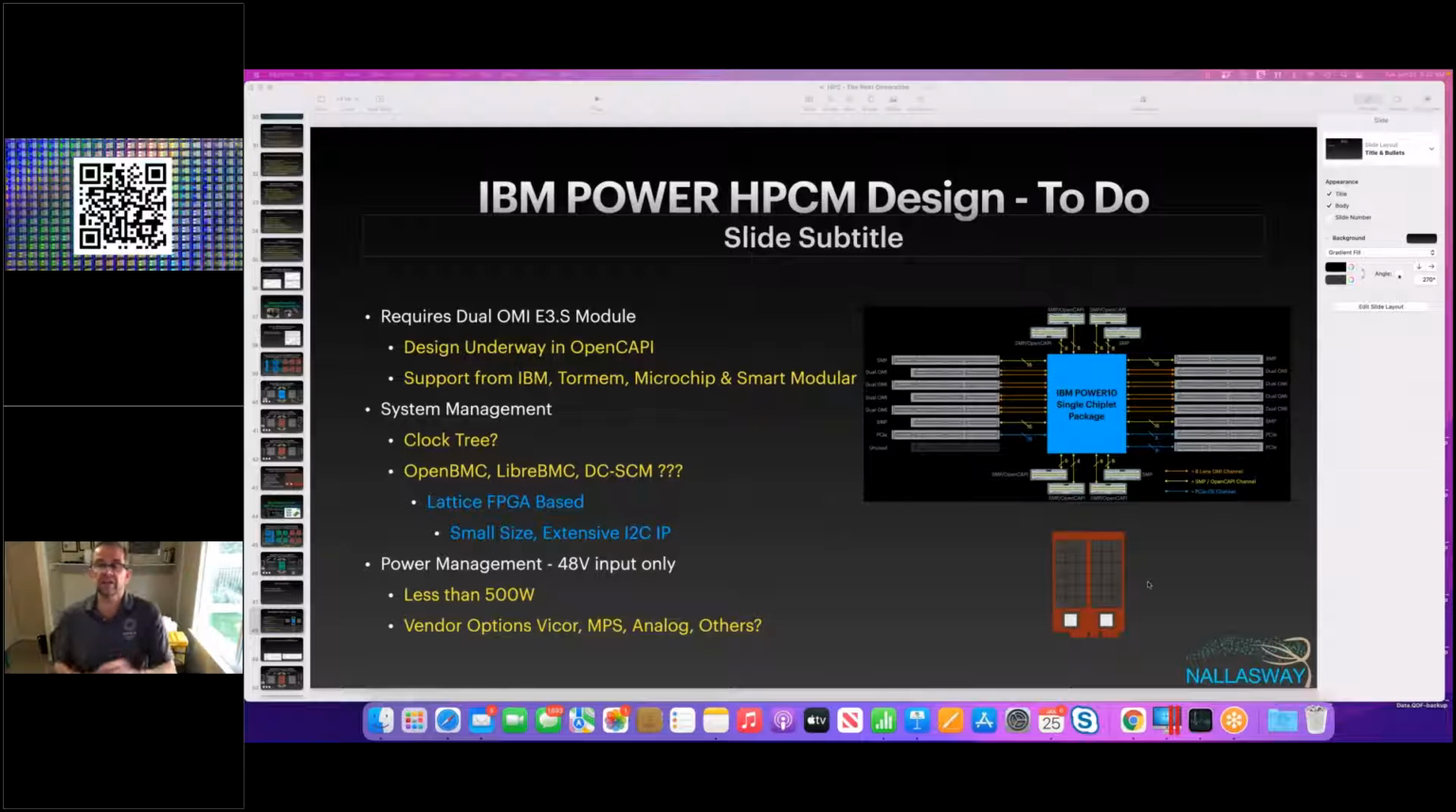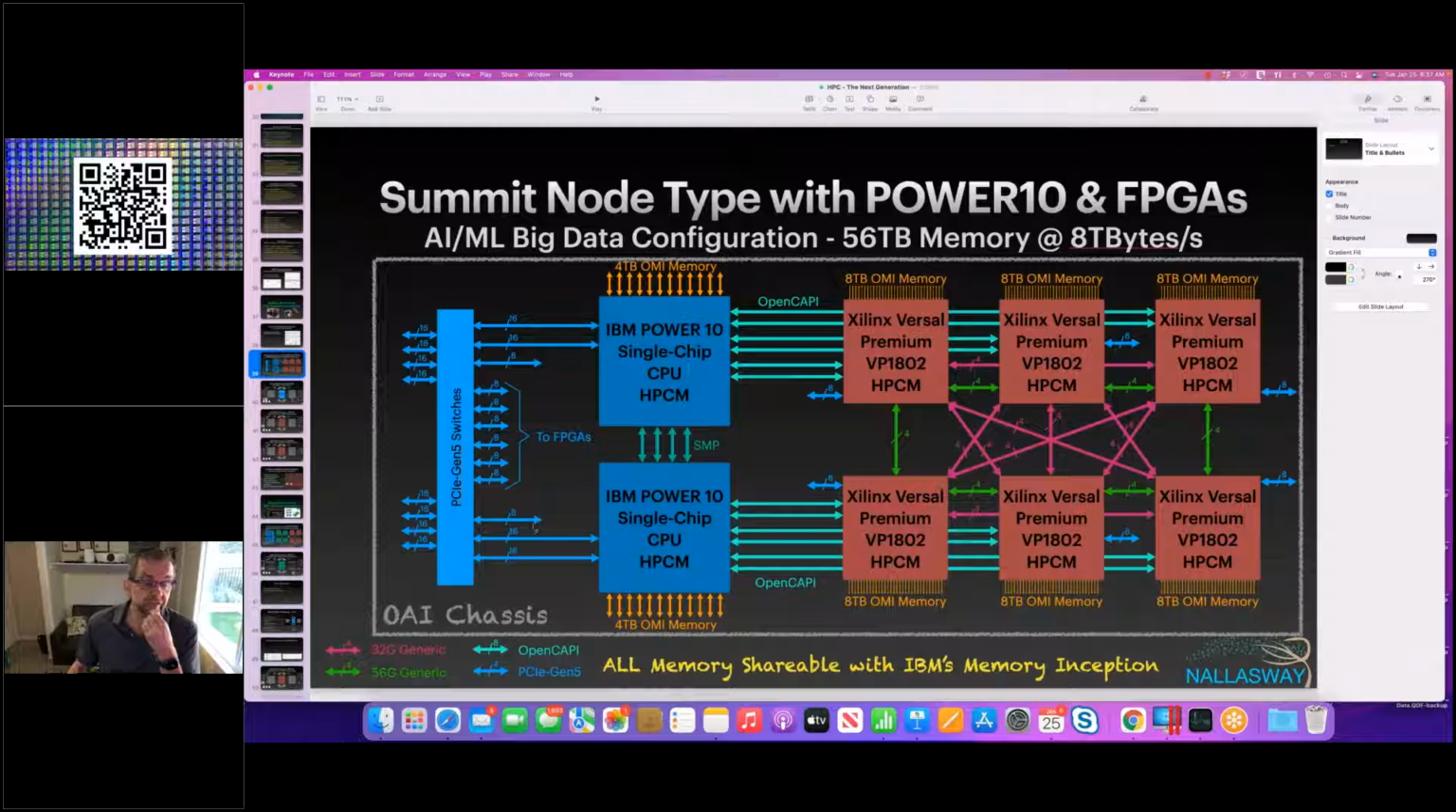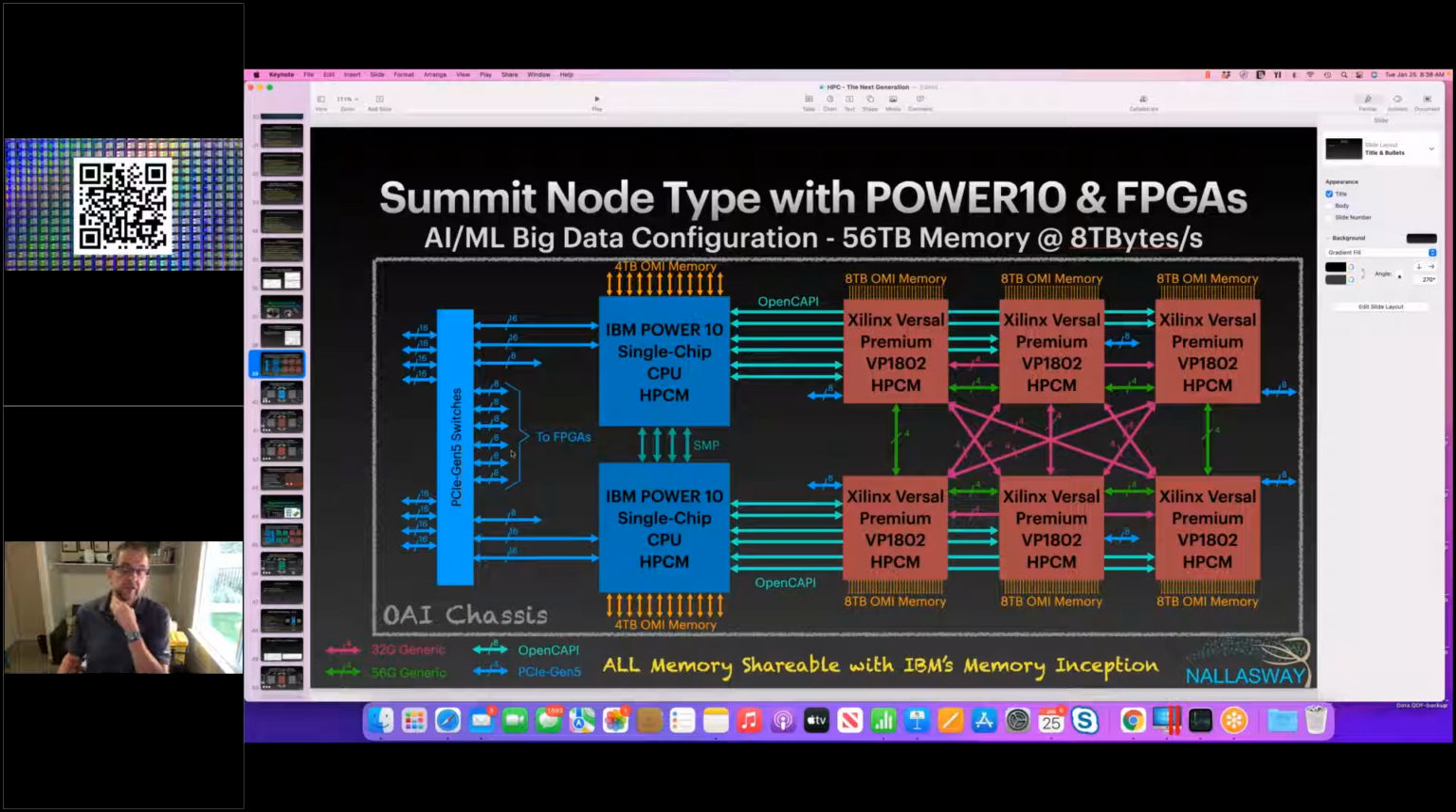Okay. We should draw a picture of that at a block diagram level. Well, actually, here it is. Sorry, this is it. So this switch here is the host interface board in the OAI chassis. This PCI Gen 5 switch. You can see that I've shown here all of the lanes go into the Power 10. And then I've shown 8 lanes go into each of the FPGAs. So that's how I've configured the chassis with the Power 10.